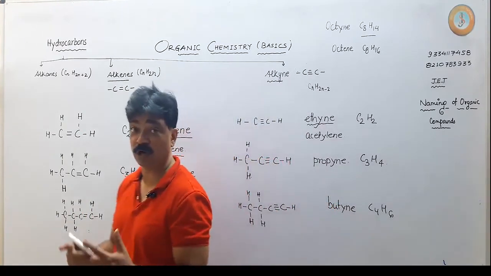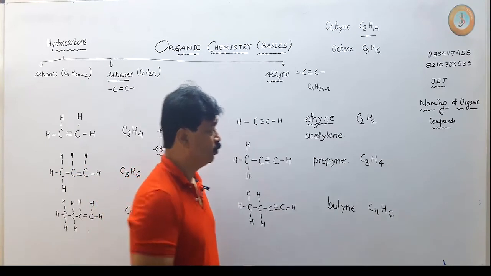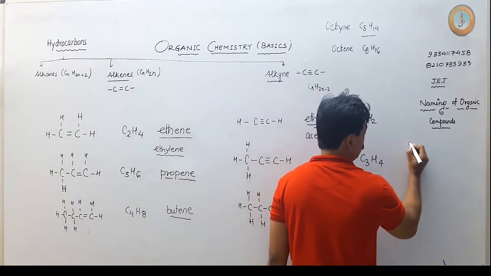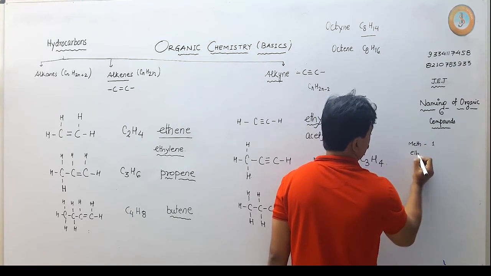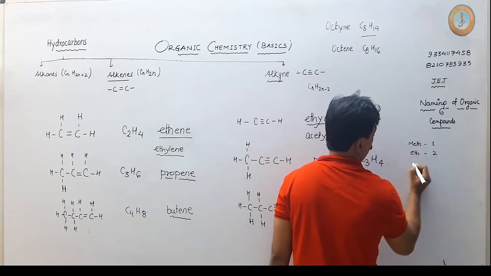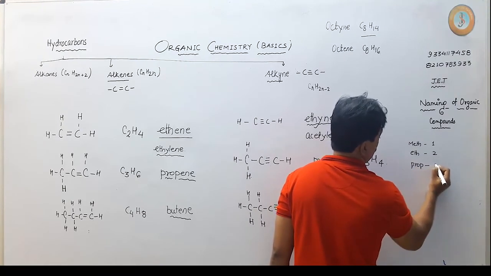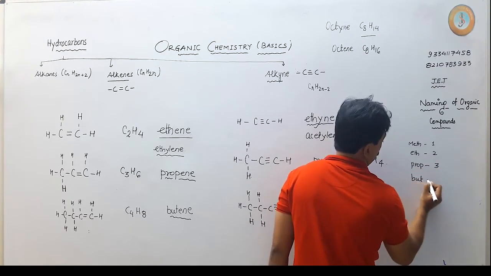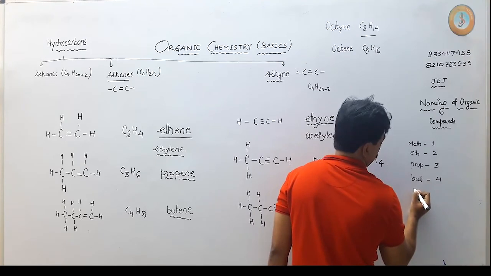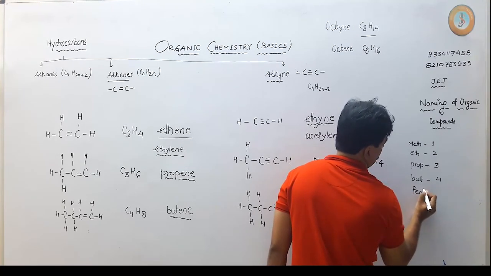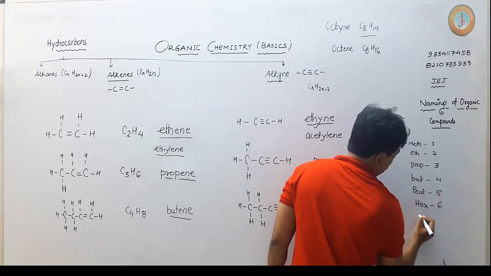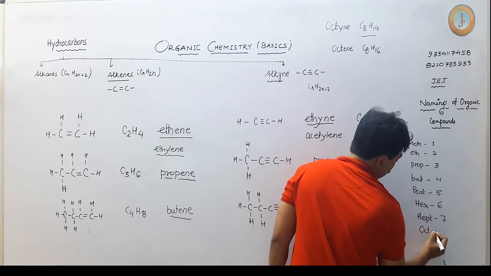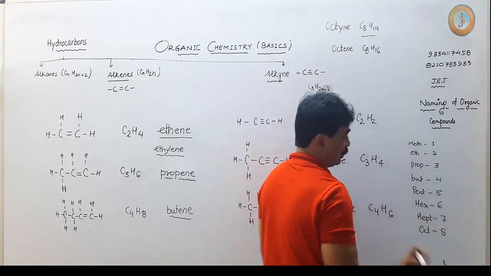Then we are coming to understanding the root words. Root word meth is 1 carbon atom. Eth is 2 carbon atoms. Prop is 3 carbon atoms. But is 4 carbon atoms. And pent is 5. Hex is 6. Hept is 7. Oct is 8. Non is 9. And dec is 10.